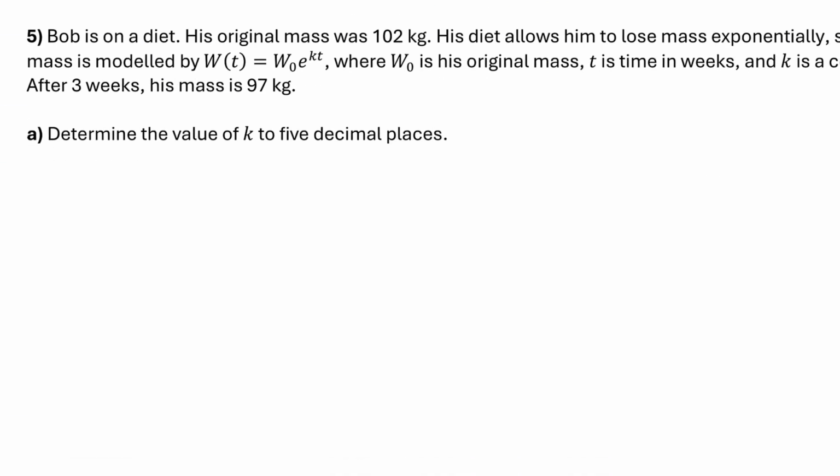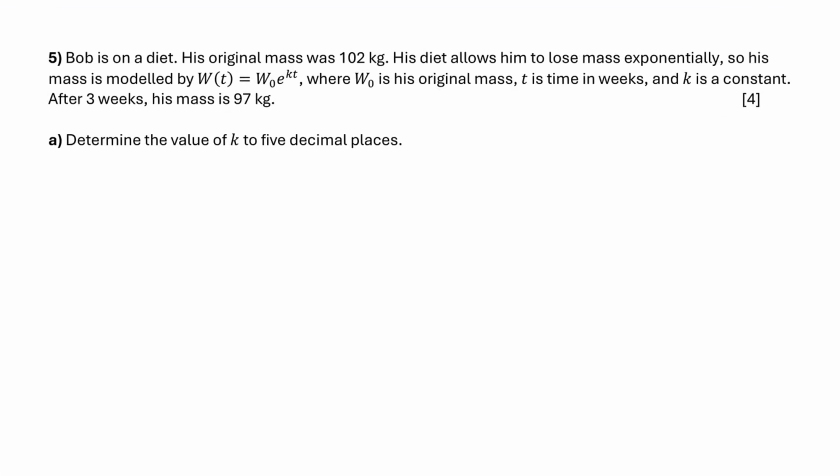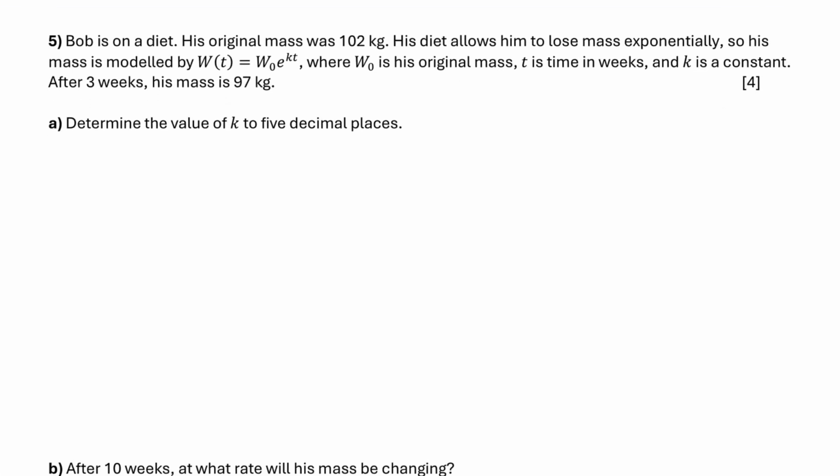And now let's move on to the next question, which is an application of derivatives. It says that Bob is on a diet. His original mass was 102 kilograms. His diet allows him to lose mass exponentially, so his mass is modeled by this function here, where W0 is his original mass, T is time in weeks, and K is a constant. After 3 weeks, his mass is 97 kilograms. Determine the value of k to 5 decimal places.